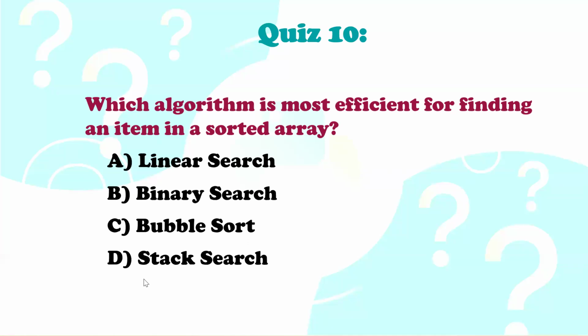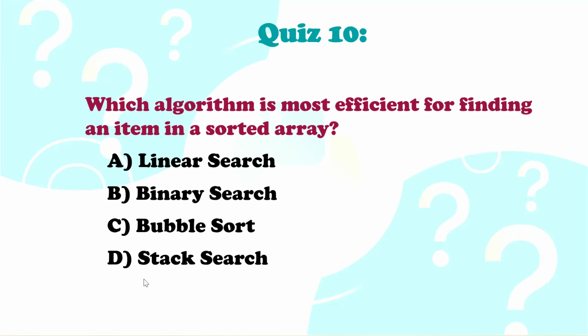The perfect question here. So number 10. Which algorithm is the most efficient for finding an item in a sorted array? An array that has been sorted. I gave the example of a blog where you have to sort with timestamps or the day it was posted, videos, the rest. So which algorithm is the most efficient for finding an item in a sorted array? Is it linear? Is it binary search? Is it bubble sort? Is it stack?